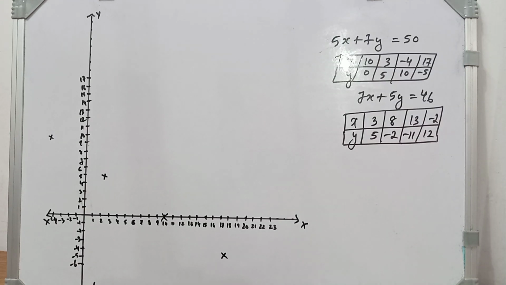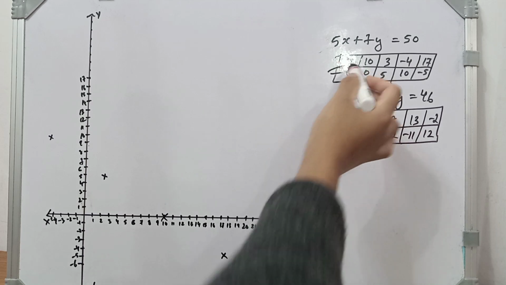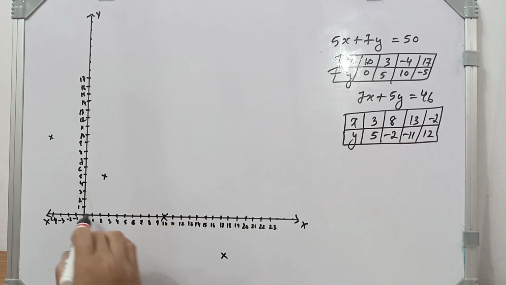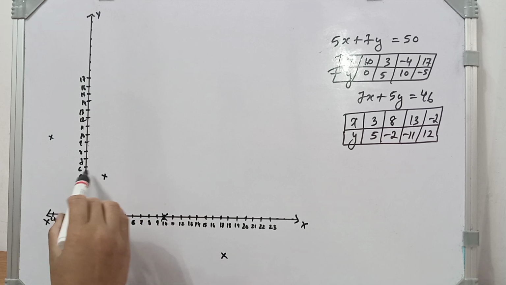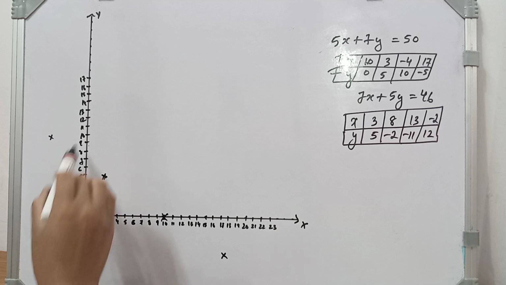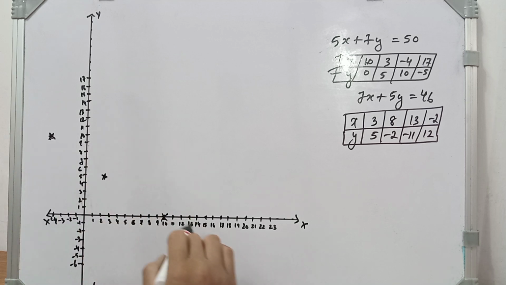For the graph, we make a table. When x is equal to 10, y is equal to 0, so that is one point. When x is equal to 3, y is equal to 5, another point. When x is equal to minus 4, y is equal to 10, another point. When x is equal to 17, y is equal to minus 5, another point. Then we join these points.